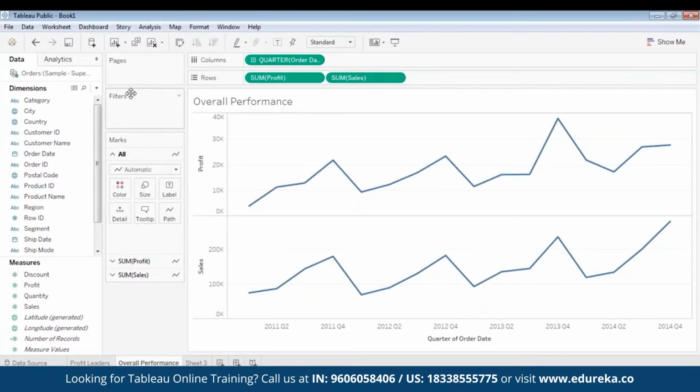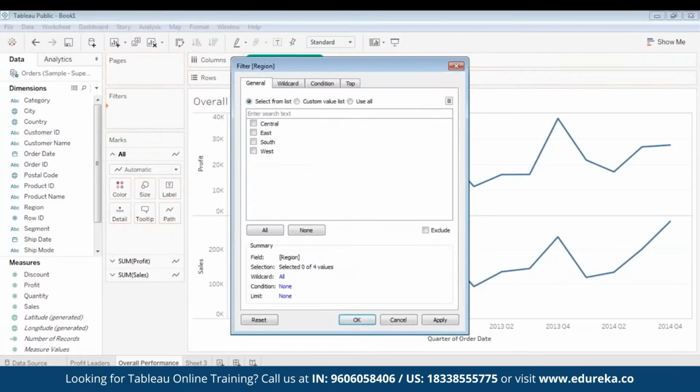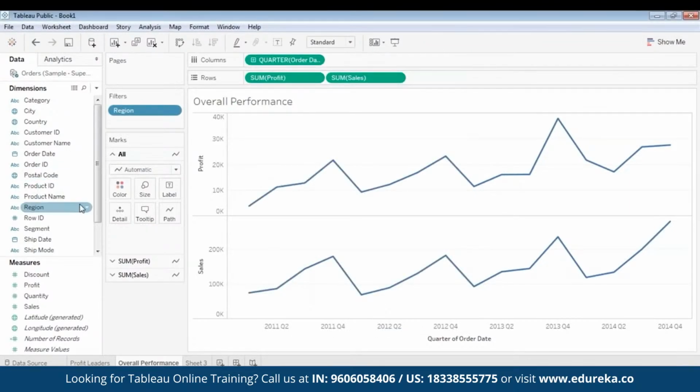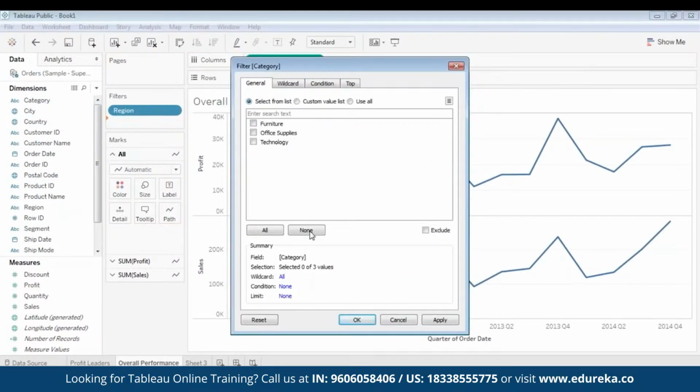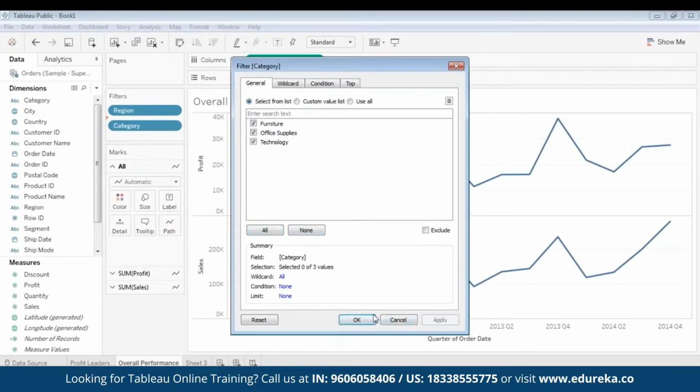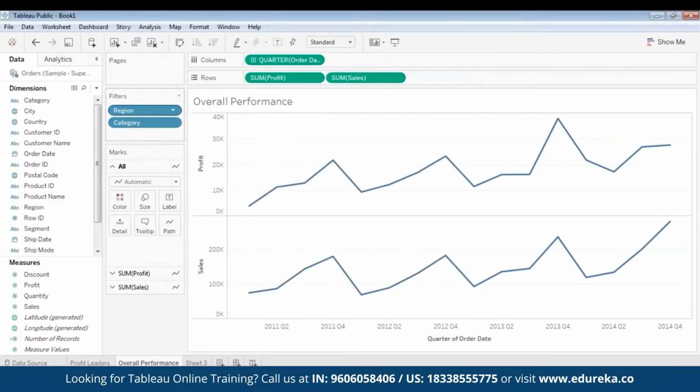Now let's work on our filter and marks pane. My question has to answer region wise also, so I'll put region in the filter. I will select all regions as of now, apply it, click on OK. And I want to also drill down and know category wise as well, so I will put a category filter as well. Select all, apply. So you have your category filter as well.